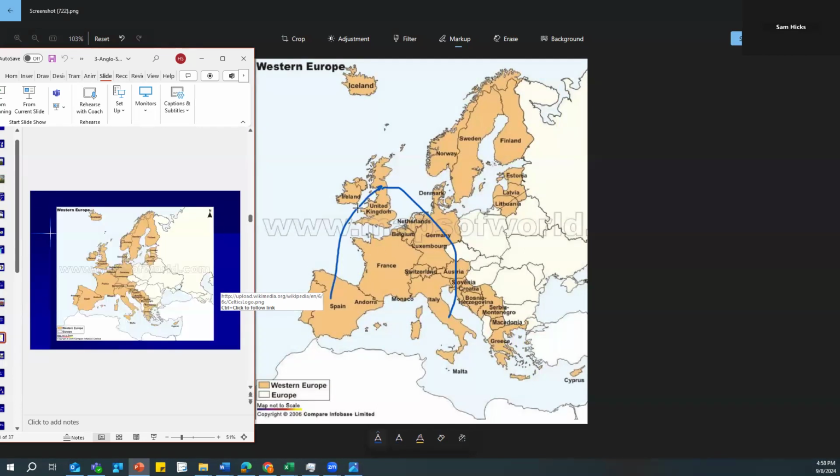All right. So there are our two markings.